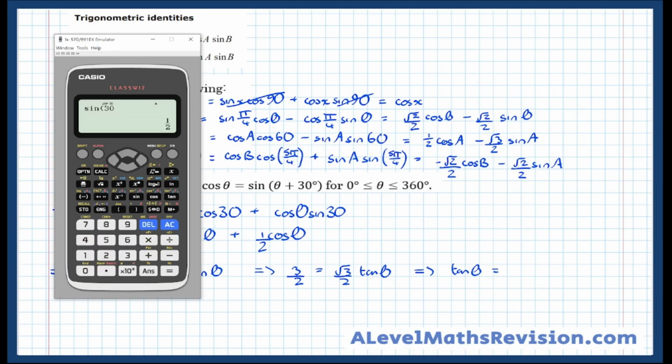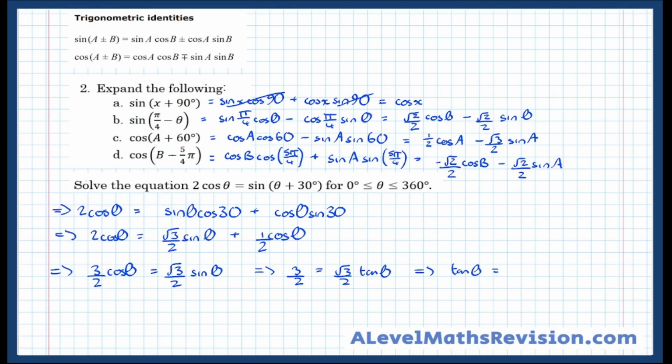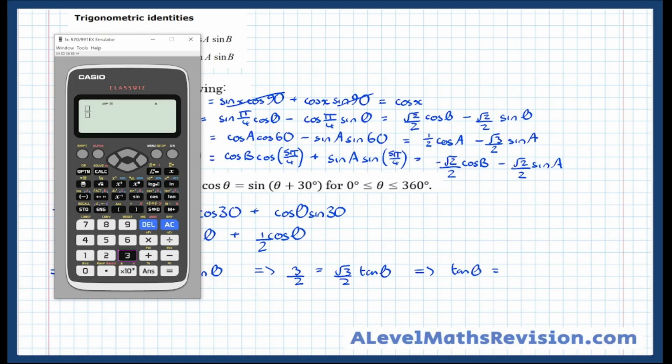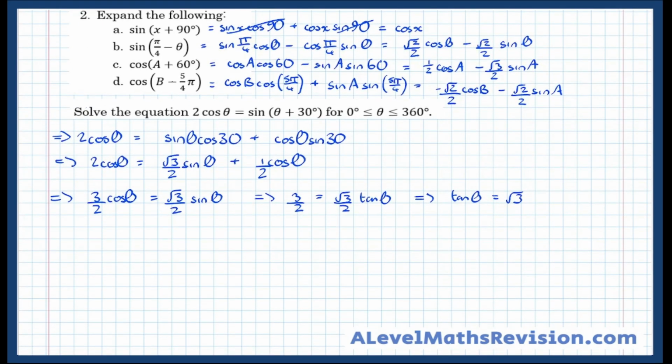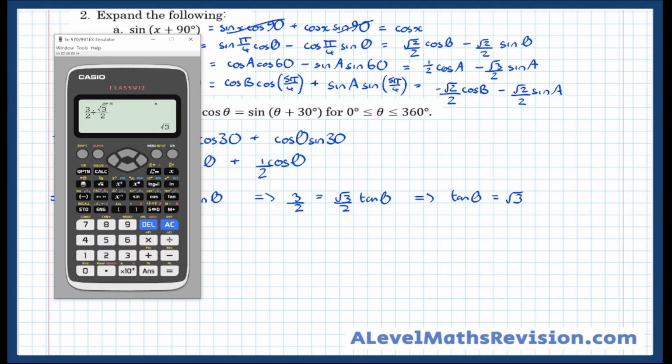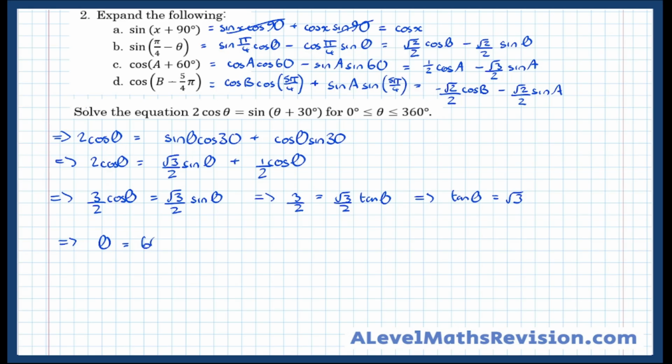equals, and I'll put this in the calculator, 3 over 2 divided by root 3 over 2, alternatively times by 3, divided by 2, is root 3. So tan theta equals root 3. Now we've got an equation that we know how to solve, which means that theta equals the arctan of root 3, which is 60 degrees. So theta equals 60 degrees.